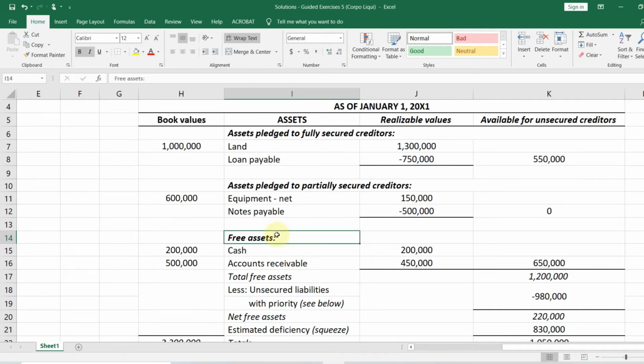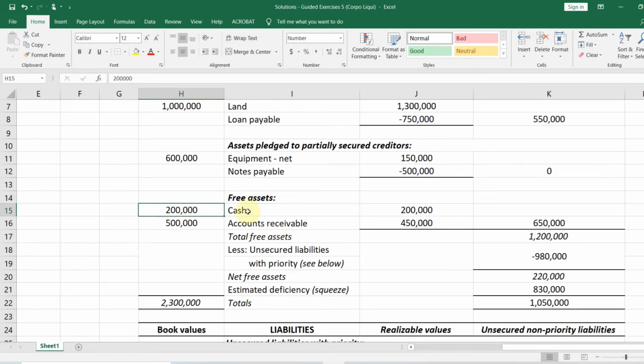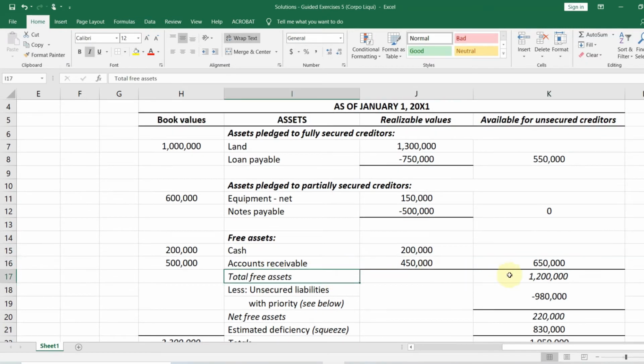Now, you compute for free assets. So, the cash, book value, is the same with the realizable value. And then, book value of the AR is 500, accounts receivable 450, realizable value. So, you have a total free assets from those that are not pledged of 650. Now, you add the total free assets part, so 550 from the exists plus the free assets 650.